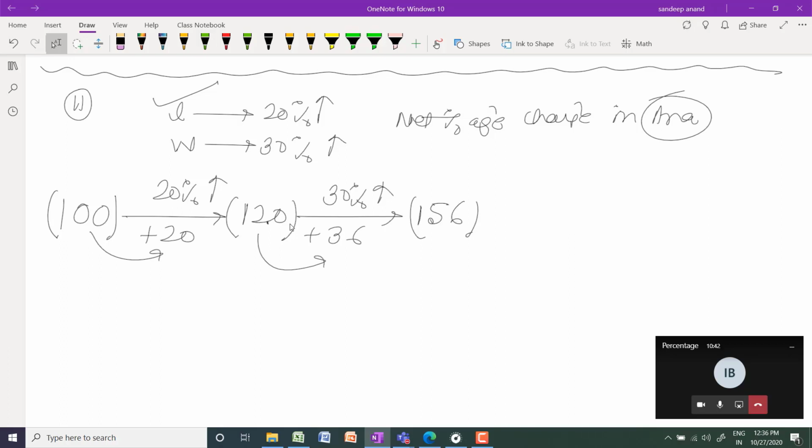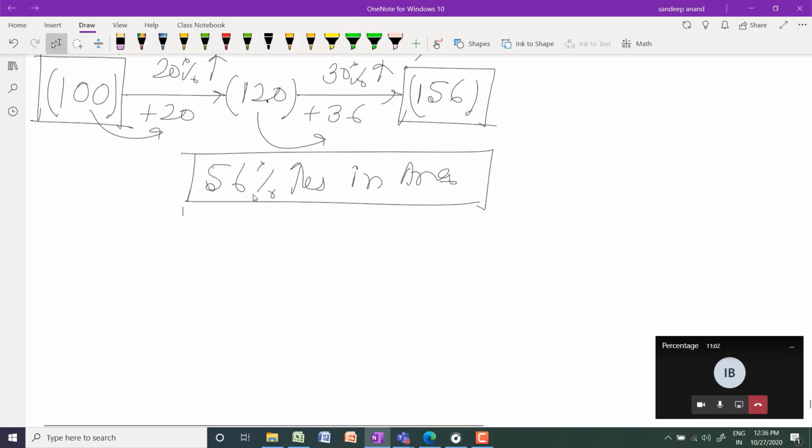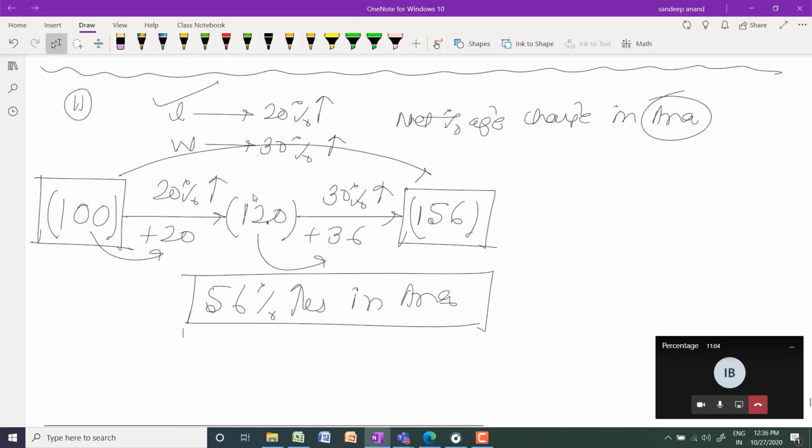Now check the result. Initially the area was 100 and now it becomes how much? 156. Then what is net percentage change in area? First it is 100, now it is 156. It means 56% increase in area. Yes or no? Yes, sir. Okay. Now this is the question.